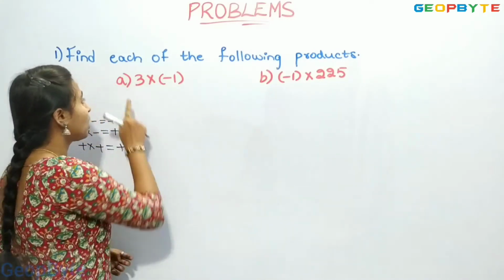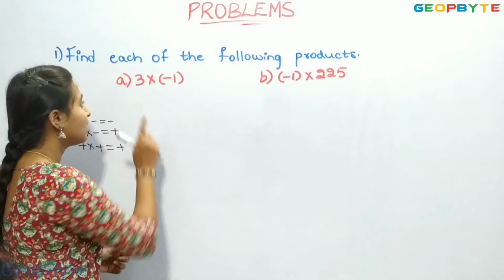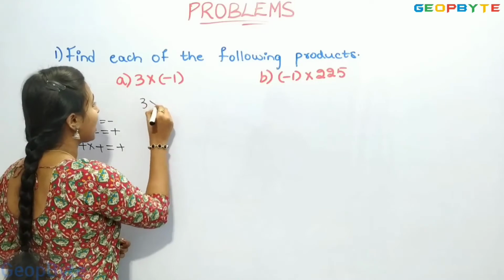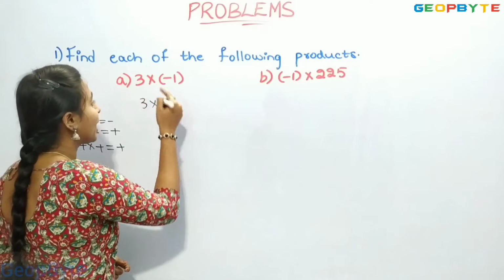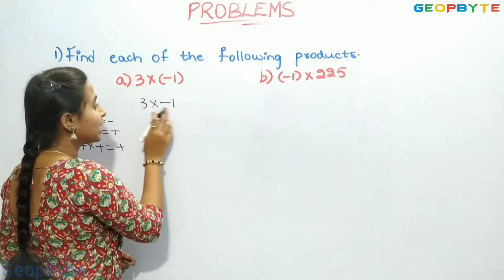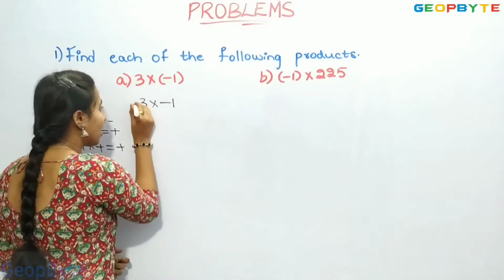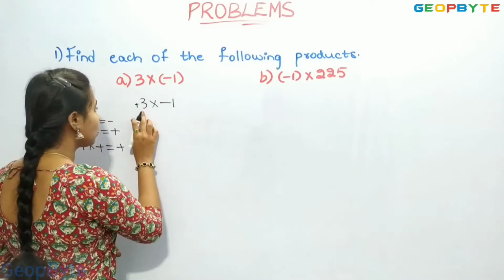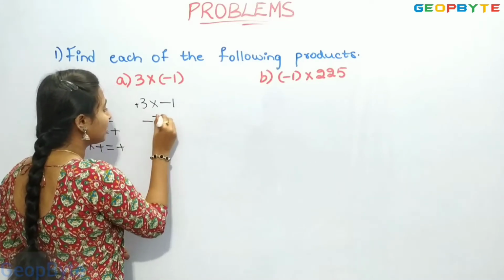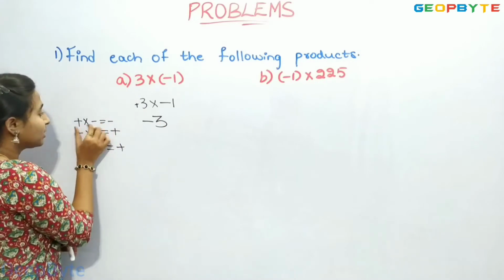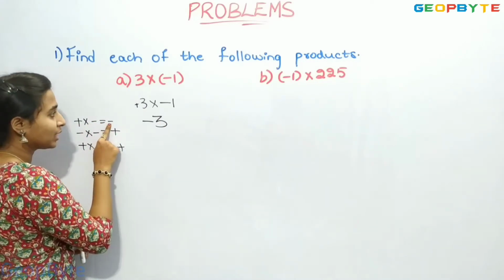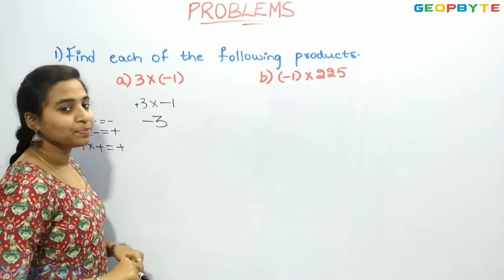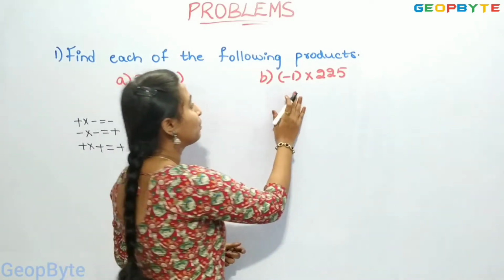Now, we have 3 into minus 1. So, 3 ones are 3. We have plus here. Plus into minus is minus. So, 3 ones are 3, that is minus 3 by this rule. Plus into minus is minus. 3 ones are 3.